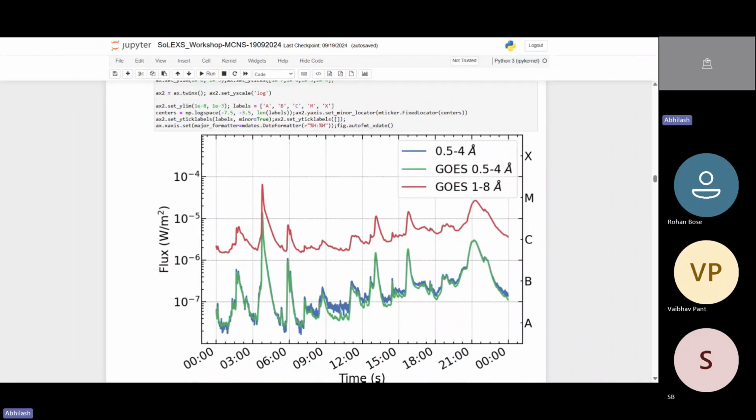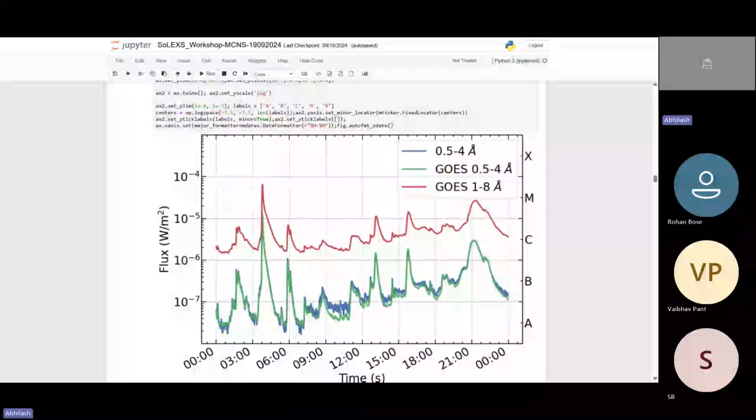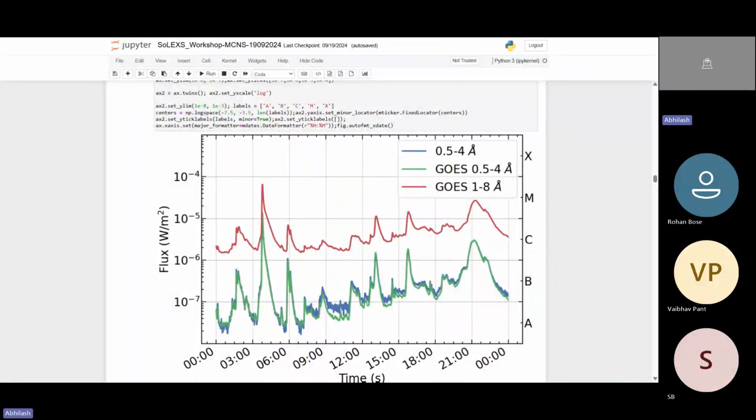Okay. So for the same day, if you overplot the GOES data and SOLEX data, you see there is very nice agreement between SOLEX and GOES in the energy range of 0.5 to 4 angstrom. We don't have the capability to make the light curve in the wavelength range of 1 to 8 angstrom, but we have our detection capabilities in 0.5 to 4 angstrom. But traditionally, all the classes of flares are defined by the flux in the energy band of 1 to 8 angstrom. Right.